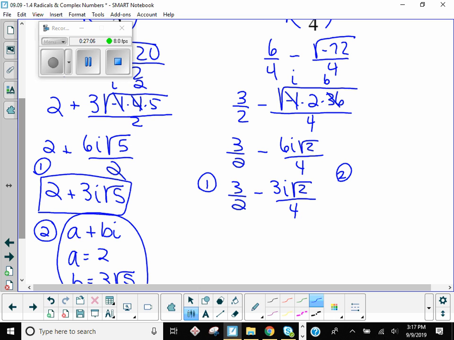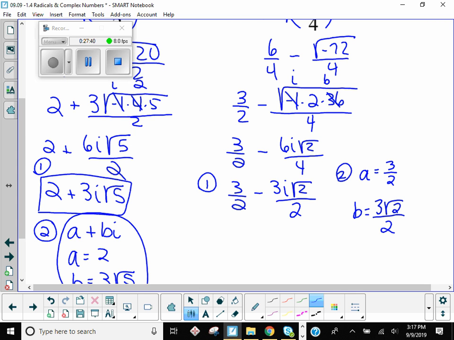What's an A spot? 3 halves. B is everything being multiplied by i. So it's the entire second term, just don't write the i down. So 3 radical 2 over 2.